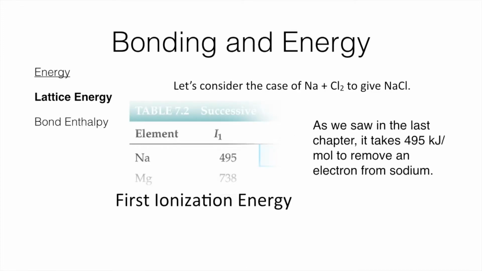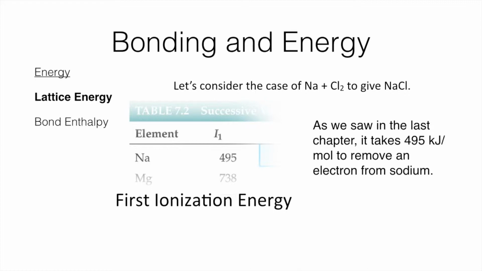So let's look at a very simple case of sodium. Typically sodium is a solid at room temperature, and chlorine is a gas at room temperature. If we add these two things together, we get sodium chloride, or table salt, which is a solid. So everybody's pretty familiar with this solid.